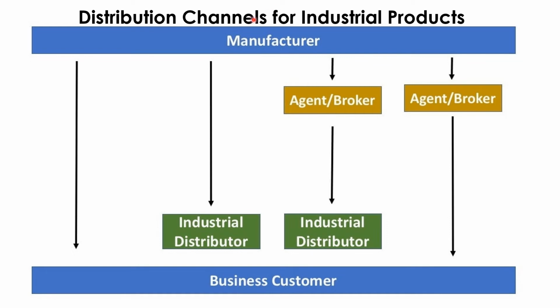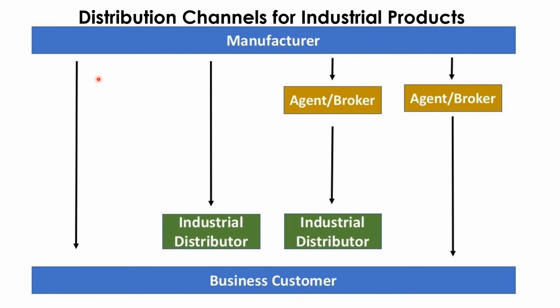Let us have a look at distribution channels for industrial products. Industrial products mean capital goods, like plant, machinery, equipment, tools, hand tools, loose tools. All these items. The manufacturer of industrial products has to sell to business customers. So what are the channels? The first one is the direct channel. The manufacturer sells directly to the business customer, so no middlemen are involved.